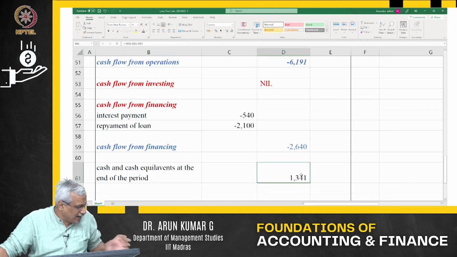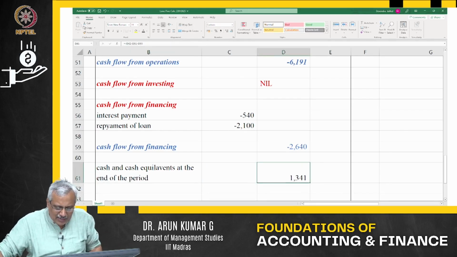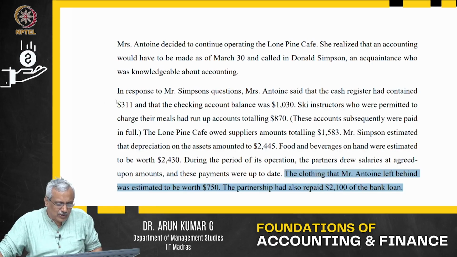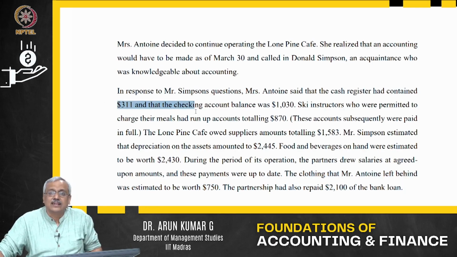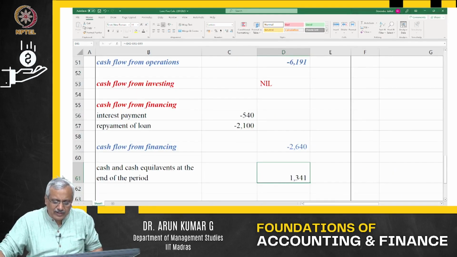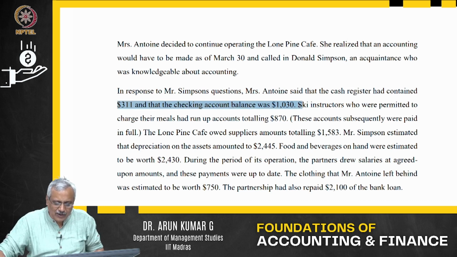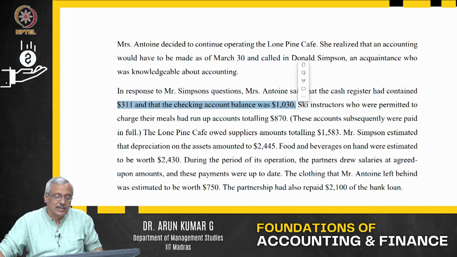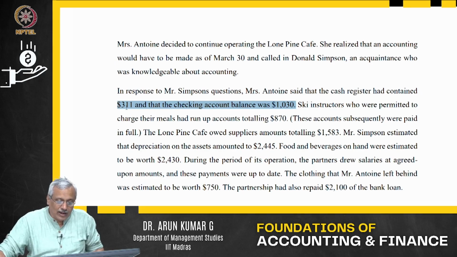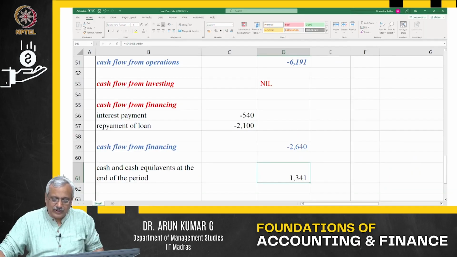Sir, if you look at your cash balance, the case says the cash balance is only $311, but you got a different figure of 1341. No problem. The cash was $311. Now let me go to what was the balance in the bank account, and it says the checking account balance was $1030. That means 1030 plus 311 is $1341, exactly what we have.